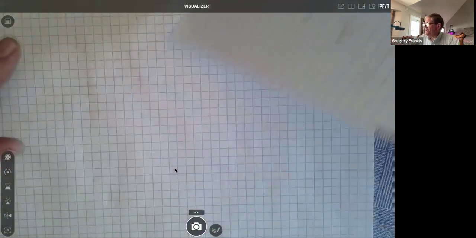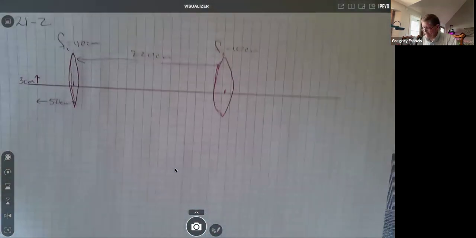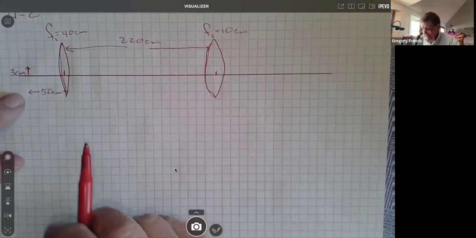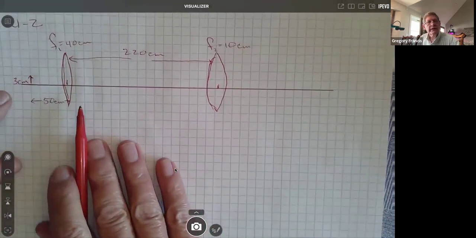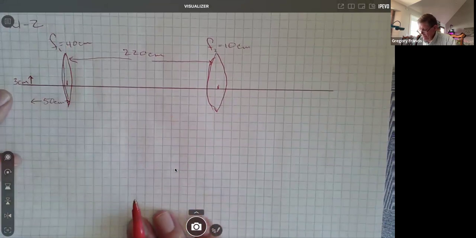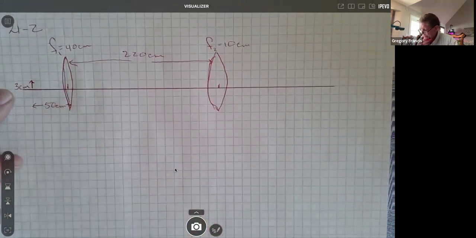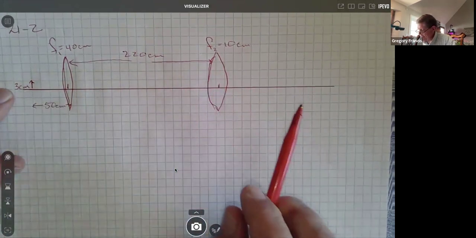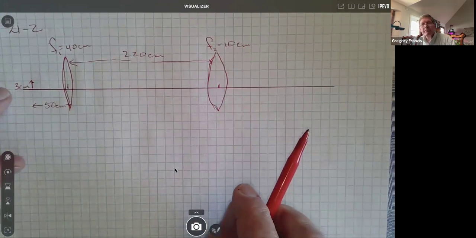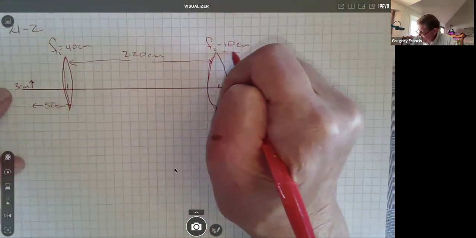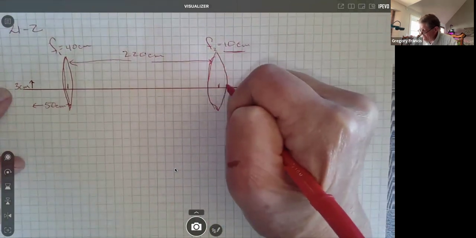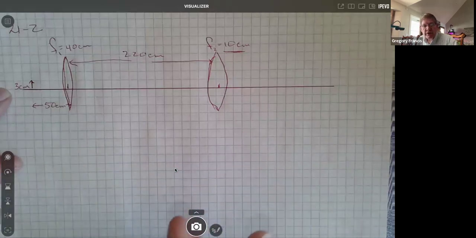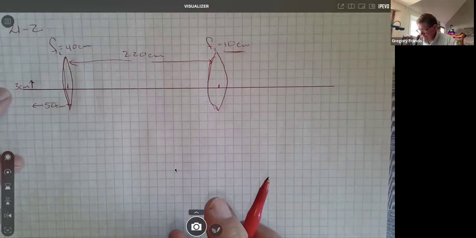Okay, let's go to the second one. In this problem, we start with a 3 centimeter object in front of a positive lens of focal length 40 centimeters. And then the light passes to another positive lens of focal length 10 centimeters. And you notice that the one with the smaller focal length I've drawn as a fatter lens. And that's because the shorter the focal length, the more powerful the lens.